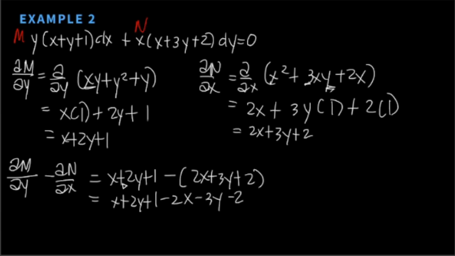So, simplify natin siya. X minus 2x, that will be negative x. And 2y minus 3y is negative y. 1 minus 2 is negative 1. So, yan. Ang gawin natin dito is, since common sa kanila lahat yung negative, labas natin yung negative sign. Then, magiging siya na x plus y plus 1. So, nakuha na natin yung dM over dy minus dN over dx.